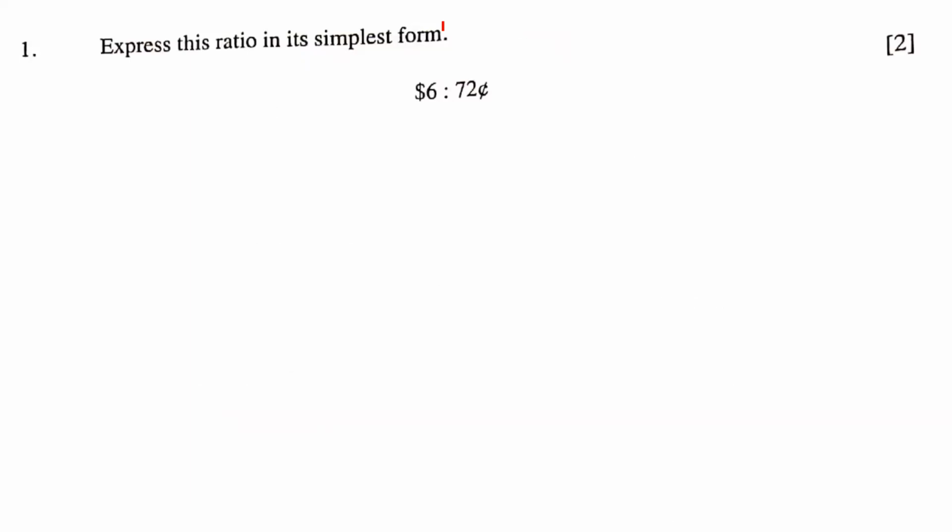Okay, let's look at question number 1. Question number 1 says, express this ratio in its simplest form. So we have the ratio $6 to 72 cents. The first thing that we have to do, we understand that these two are not in the same units. So let's first convert them to the same units. I'm going to convert the dollars into cents.